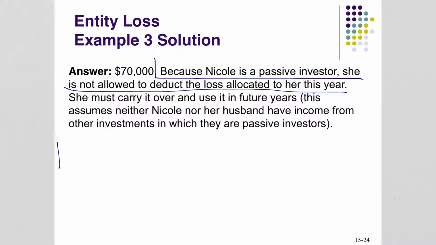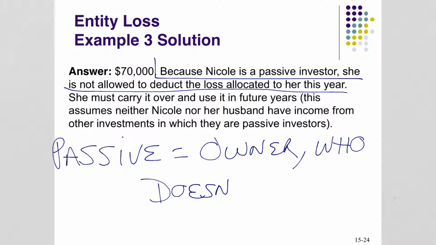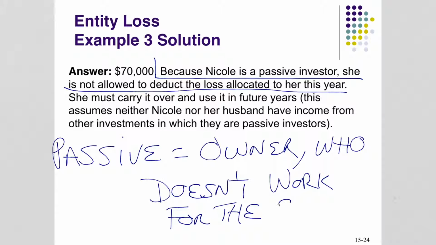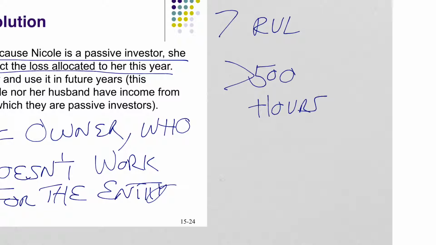So what is a passive investor? A passive investor is someone who owns the company or part of the company. It's an owner who is not employed or simply who doesn't really work for the entity. They're passive. Doesn't work for the entity. Now they can spend some time working for the entity, but there are rules of how much time that should be. The common rule is it's got to be greater than 500 hours in order to establish that it's not passive. But there's a series of 7 rules, which we'll do when we get to flow-through entities, specifically in the book.